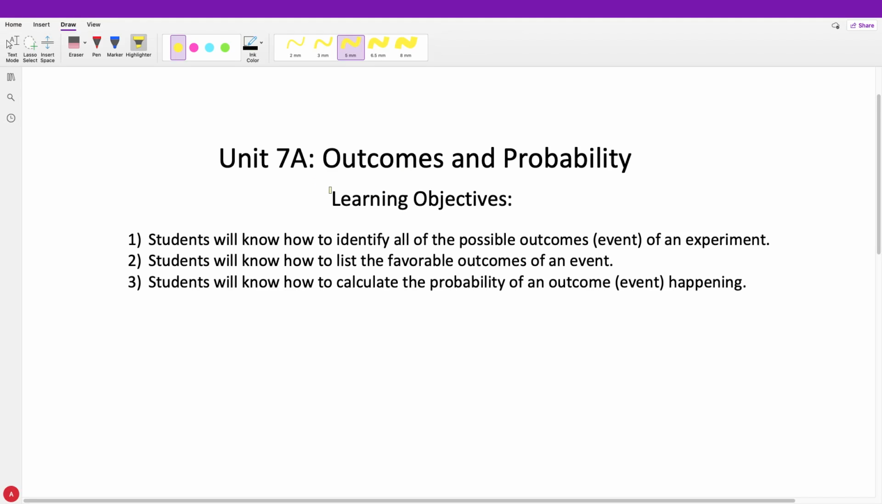So we're now going to move on to the last unit of the year, and that's going to be our statistics and probability. We're now going to first start going over our outcomes and our probability.